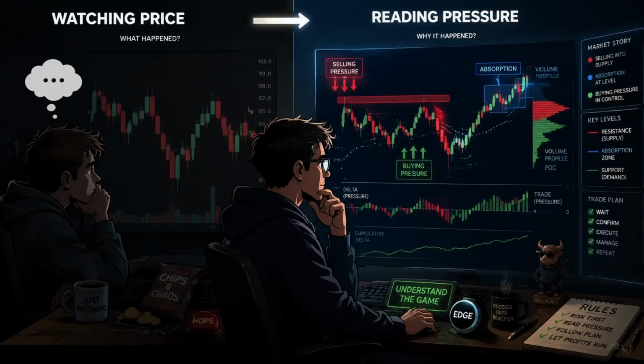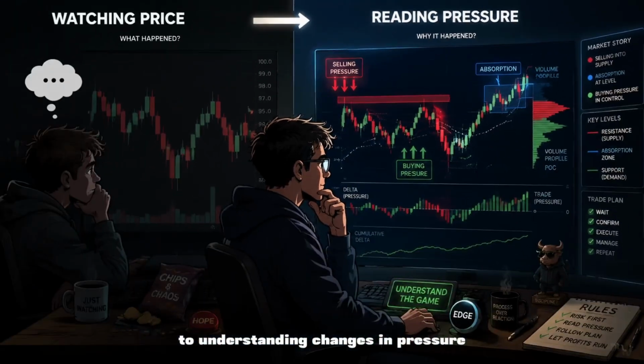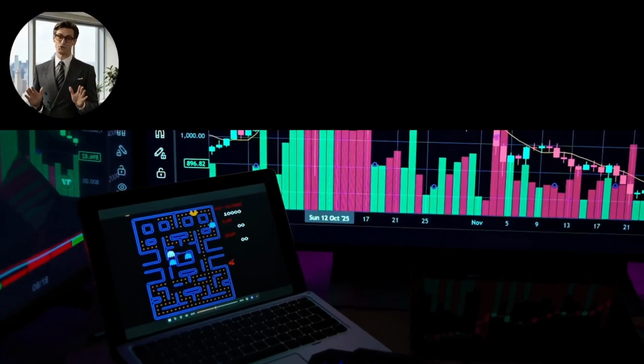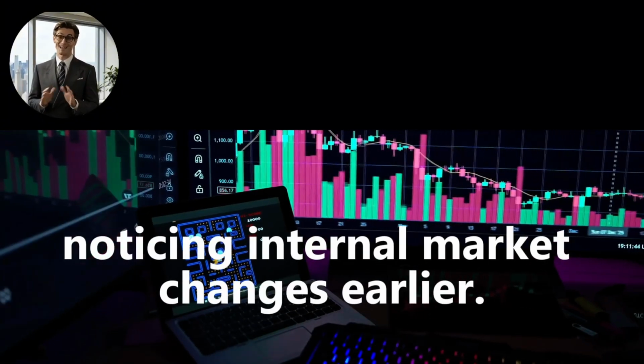Once you start reading the market this way, you move from simply watching price rise and fall to understanding changes in pressure. That is where technical analysis becomes truly useful. It is not about predicting every candle. It is about noticing internal market changes earlier.